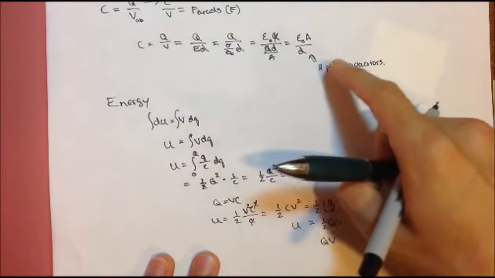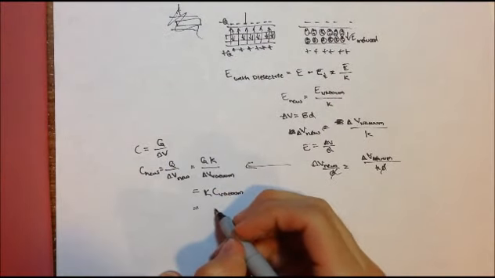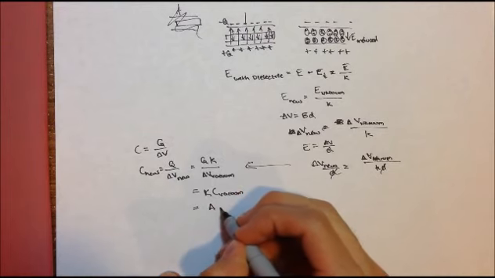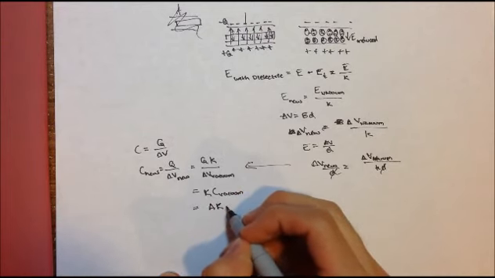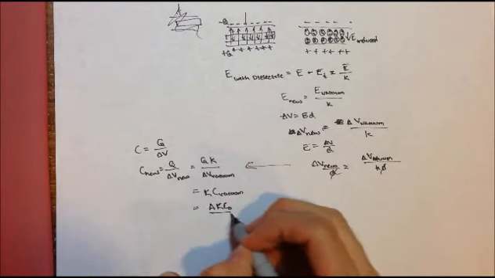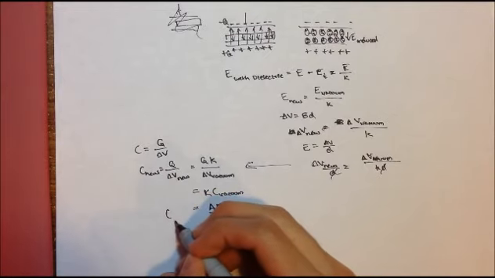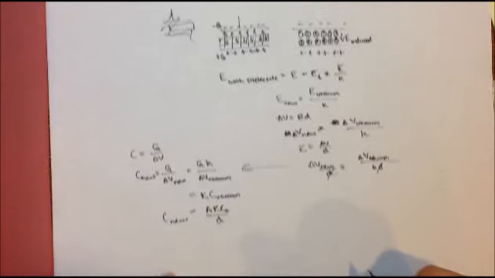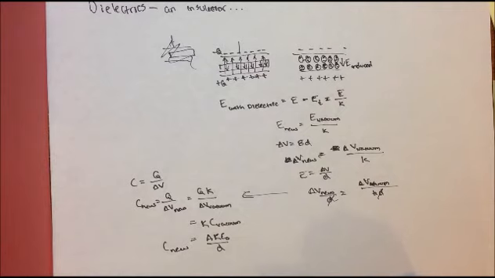And as we discussed earlier, C is equal to epsilon naught A over D, and so C with the dielectric is going to be equal to kappa epsilon naught A over D, or the equation cake.